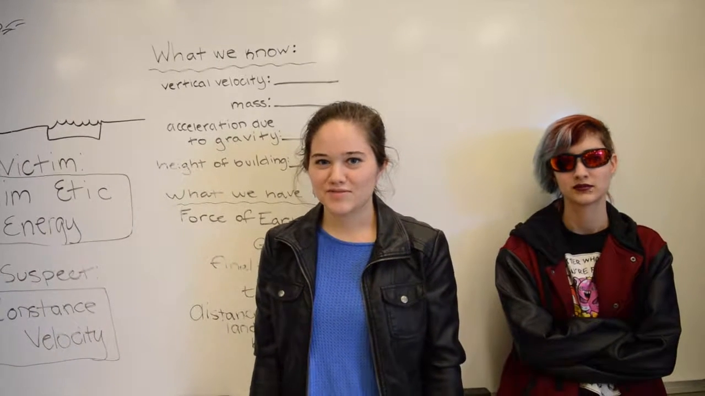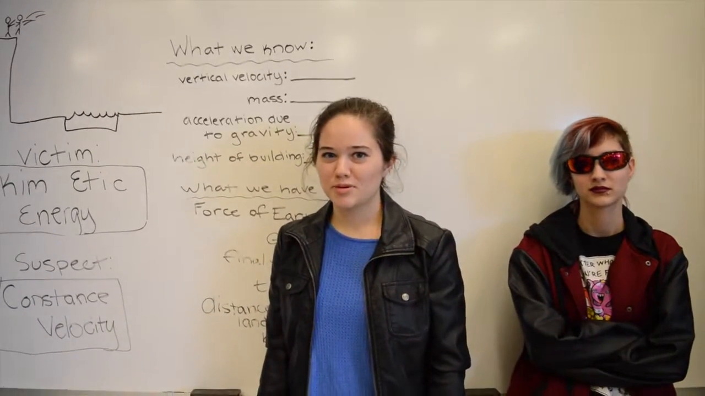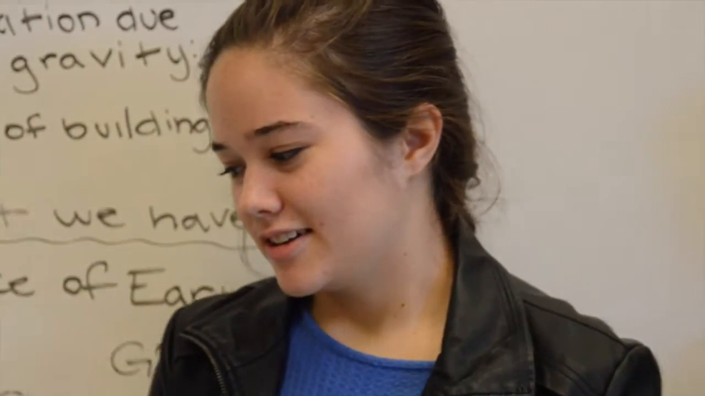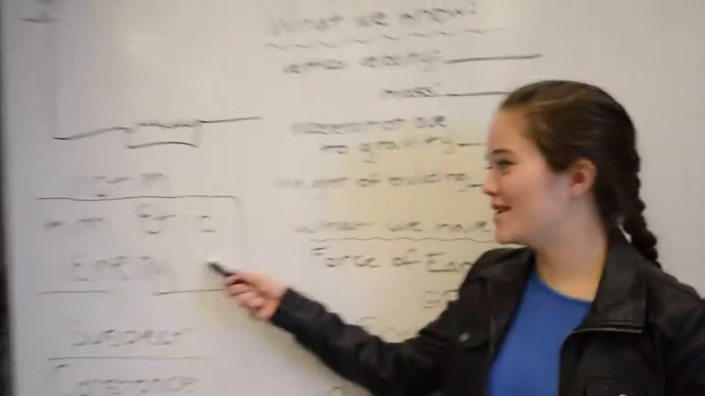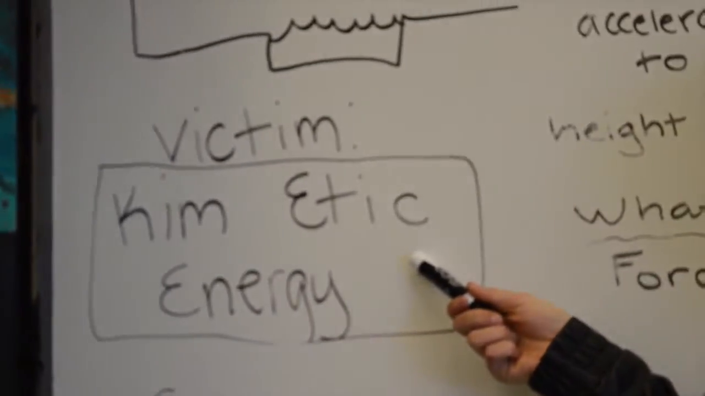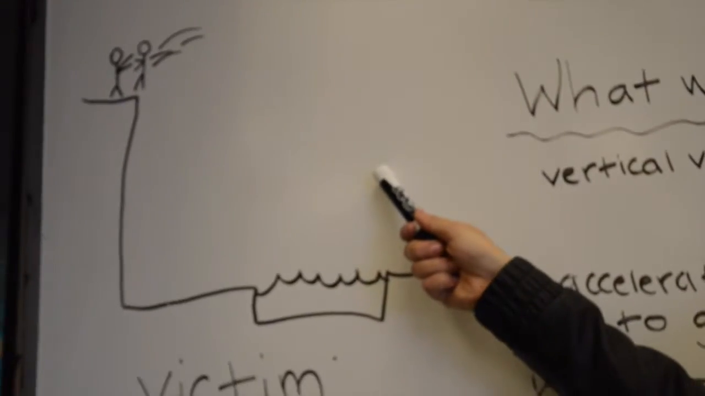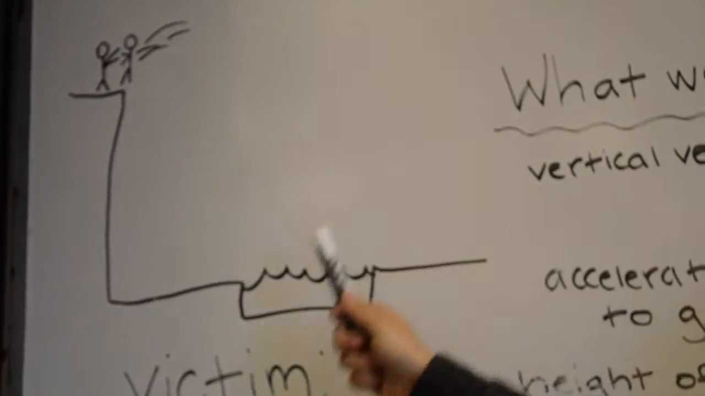Last night at 11:53 p.m., a woman was pushed from the roof of a building and her body wasn't at the bottom. We've identified the woman as Kinetic Energy, a 60-kilogram woman. At the bottom of the building there was a pool, but we don't know if she landed in the pool or on the concrete.